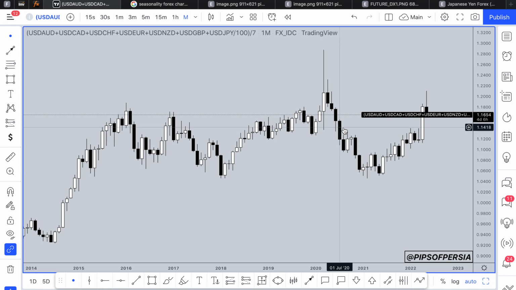August 2020, bullish, no. August 2019, bullish, yes. August 2018, bullish, yes. August 2017, bullish, kind of yes. August 2016, bullish, kind of yes. August 2015, bullish, also yes. There we go. Okay, that's US dollar done as well.